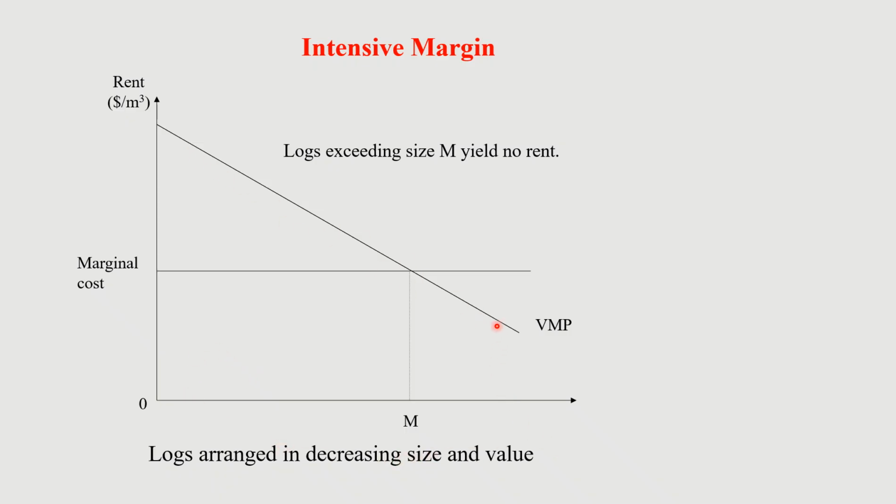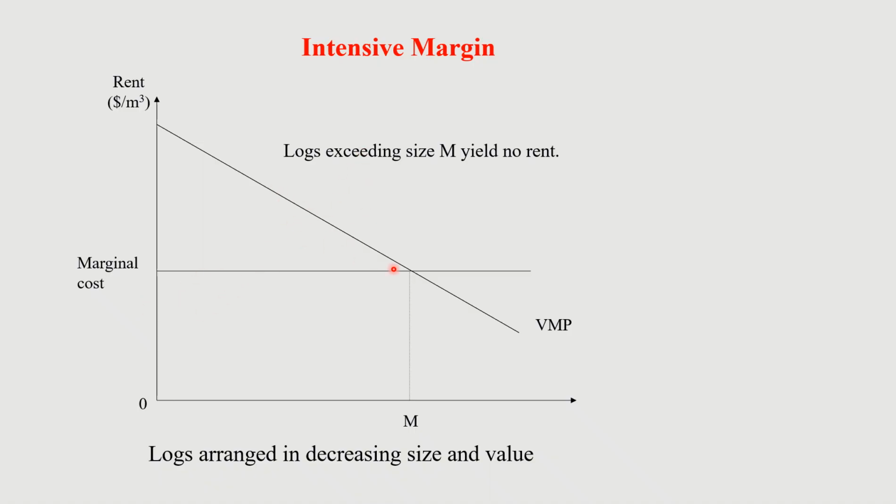The demand for logs is given by the value of marginal product. VMP is simply the marginal willingness to pay of timber companies, or concessionaires, to purchase logs or to harvest logs from stands. The VMP is simply the price of a log times the marginal product of that log. Therefore, it represents the demand function. We assume here a marginal cost function that is horizontal, so it's fixed throughout. It's done for convenience. We could have an upward sloping one just as well.